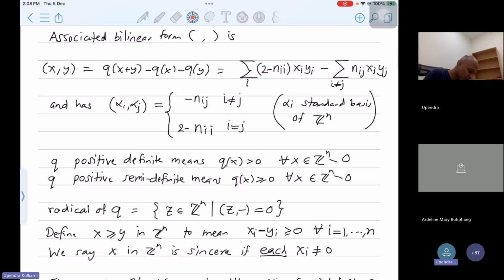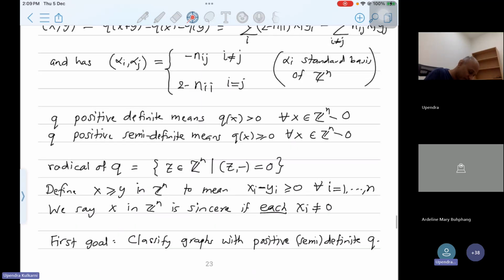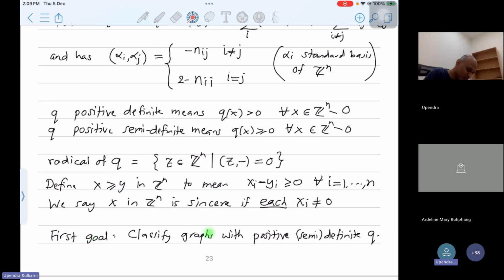Okay. A little bit of terminology. I'm going to define a partial order. I call a vector x greater than or equal to vector y if it's slot-wise bigger. So that just simply means that the x_i entry is bigger than the y_i entry. Okay. And I'm following this terminology. We call the vector x sincere if every slot is non-zero. I've never seen this used anywhere else, but in my reference, this is what he says. So I'm simply following the terminology. All right. So our first goal is to classify graphs with positive definite and positive semi-definite forms.